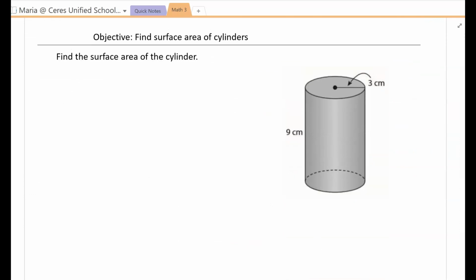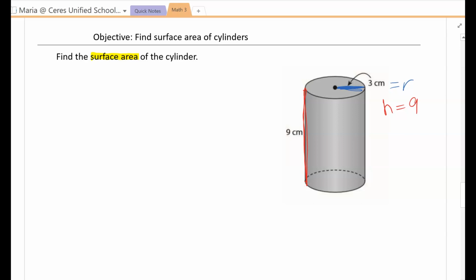So let's look at another example. Again, this one, read the directions. It says find the surface area, meaning the full cylinder, okay? Again, if you look at the picture, this time I'm only given half of the diameter, so that is already the radius. So my radius is 3 centimeters, and then for the height, that's the number that's the distance between the two circles. So my height in this example is 9.